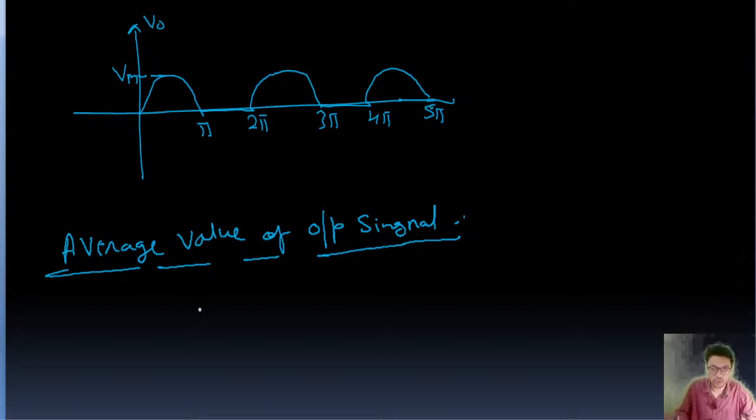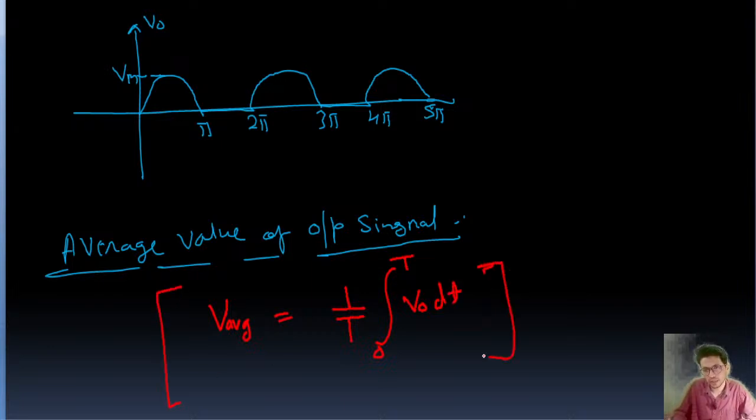First there is a formula, guys, for getting the average value of voltage, which you need to note down. V average equals 1 upon T integration 0 to T V naught dt. This is the formula for getting V average, where T is the time period, guys.